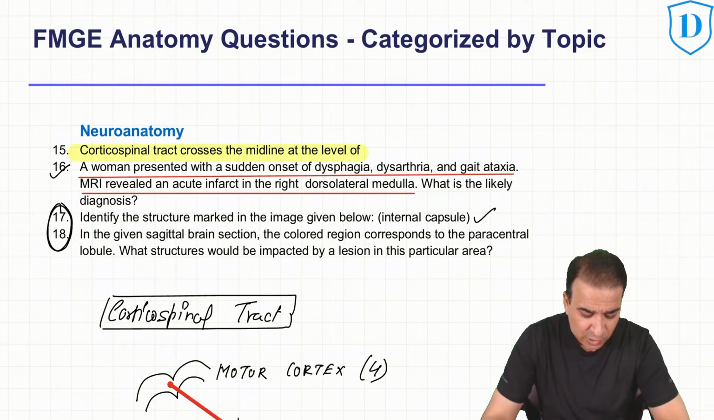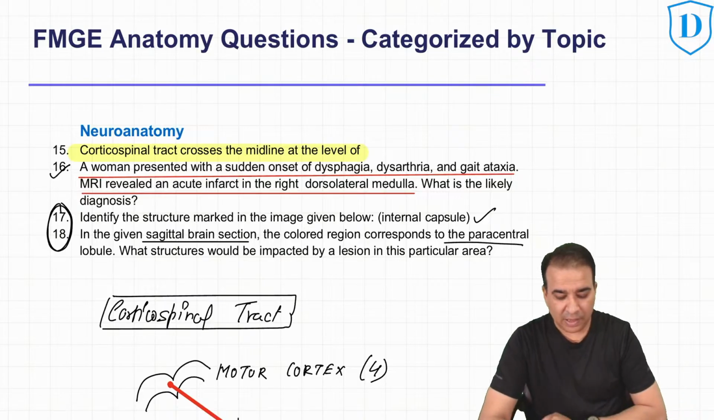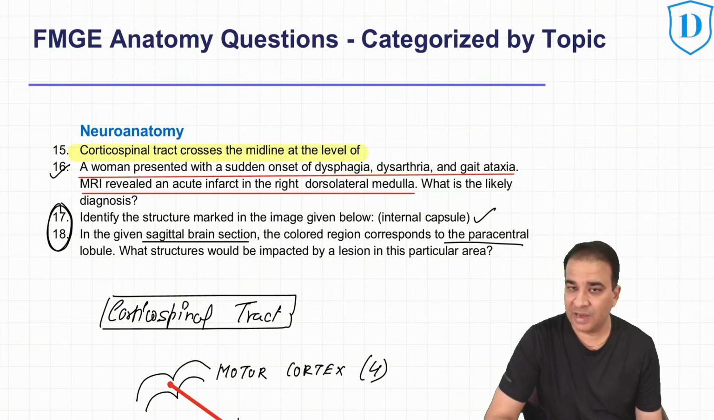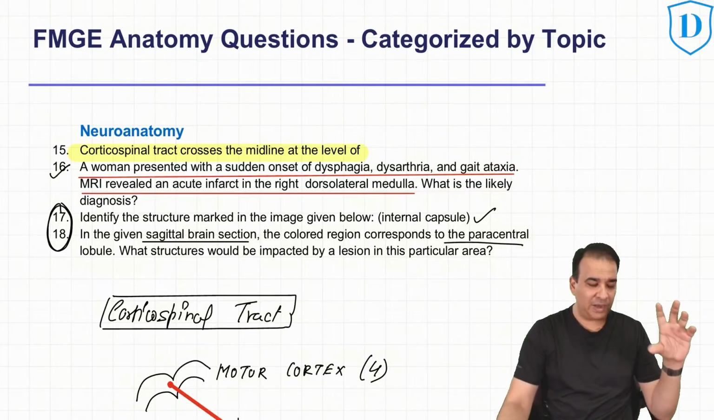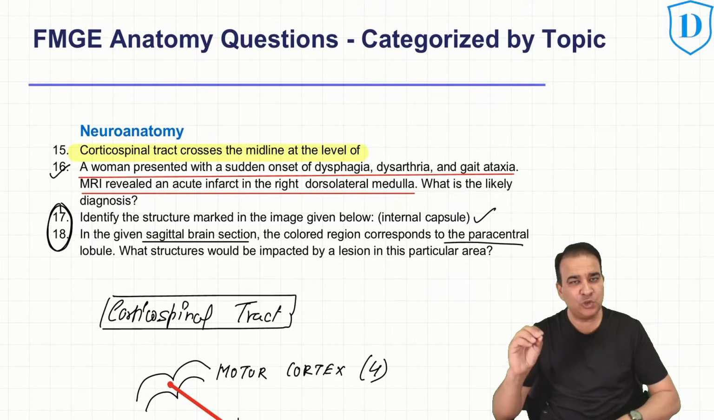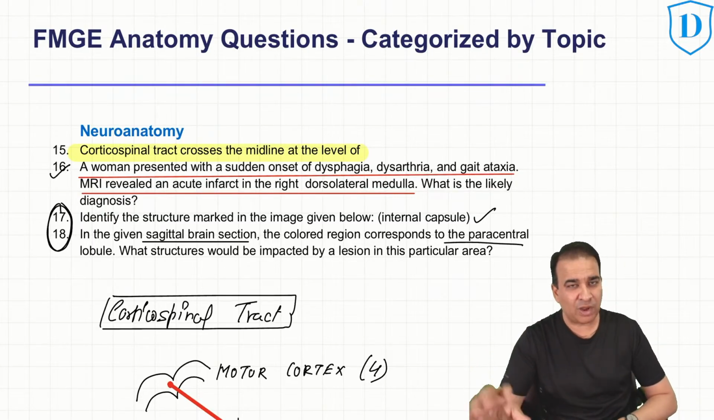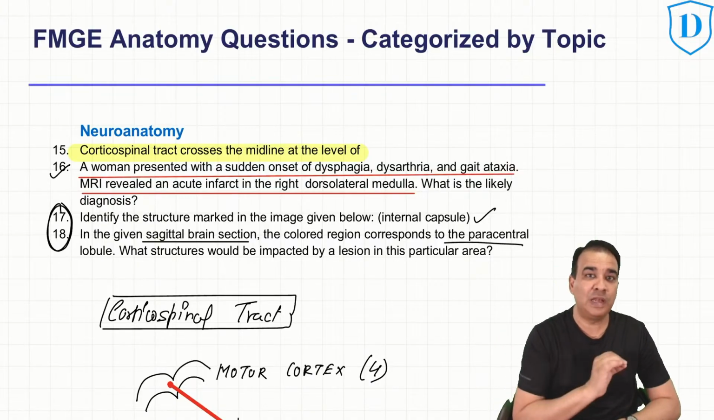There was a question about the given section of the sagittal section of the brain, where the colored region corresponds to the paracentral lobule. What structure would be impacted by a lesion in this particular area? Now, knowing about the paracentral lobule, guys, when you look at the brain areas, lateral surface of the brain and medial surface of the brain, कुछ areas हैं जो important है. Not every area is important. We don't have to mark every single area, but there are certain important areas we need to mainly focus on.